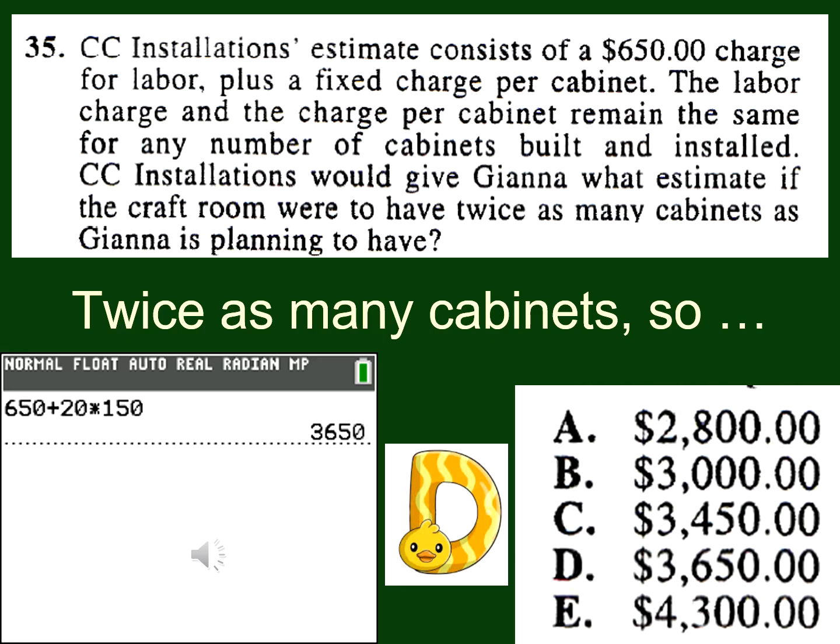Since she wants to install twice as many cabinets, that means she's going to install 20. So I did the $650 she pays automatically plus 20 times 150, and what they're going to charge her is $3,650, which is choice D.